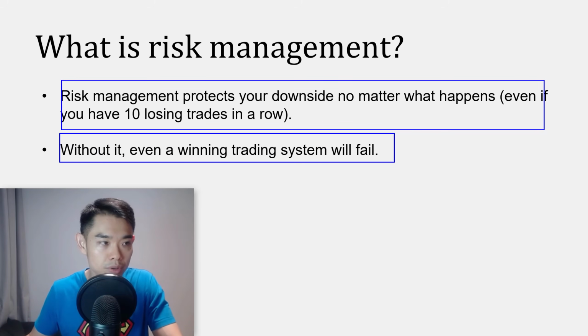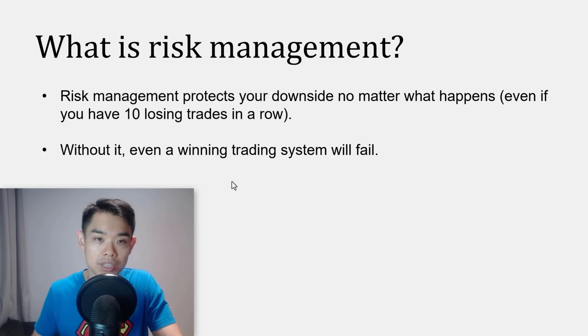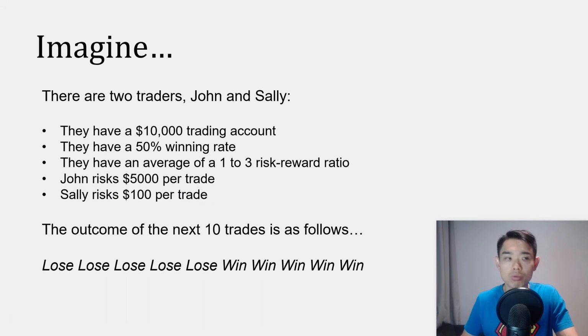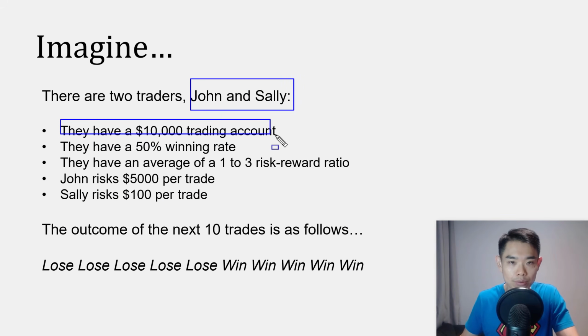Let me give you an example. This is so important that I must hammer home this concept. So imagine this. Imagine there are 2 traders, John and Sally. They both have a $10,000 trading account. So they have the same size trading account. And let's say they trade the same trading system, and the trading system has a 50% winning rate. Let's say on average they make a 1 to 3 risk reward ratio.